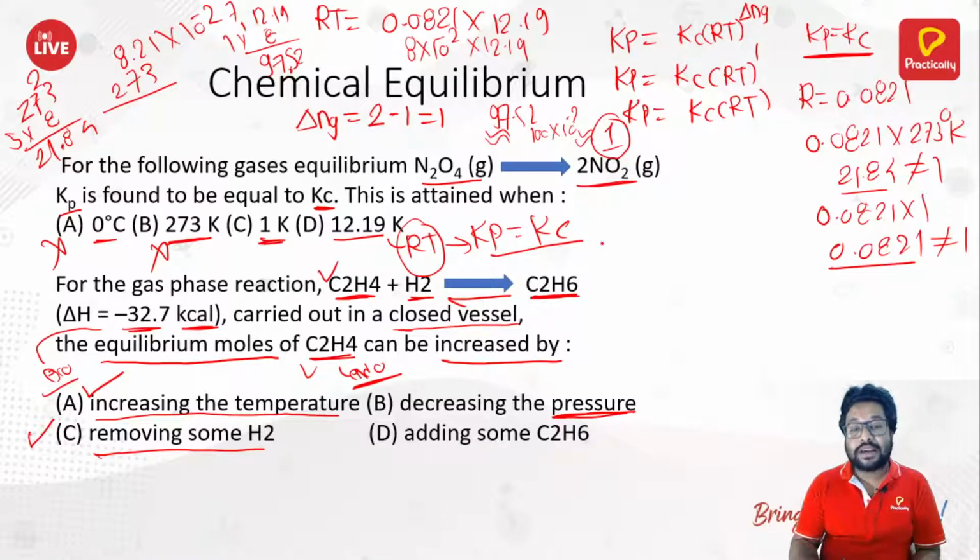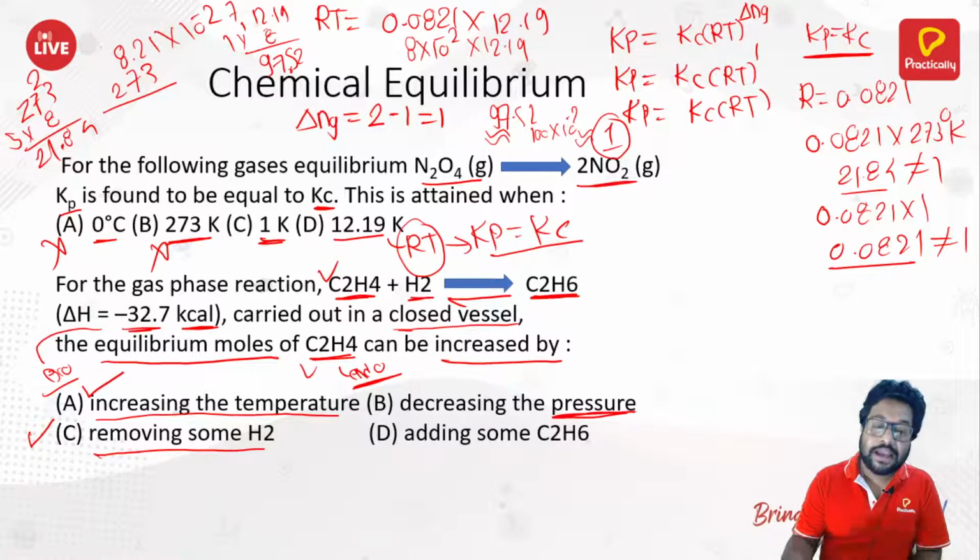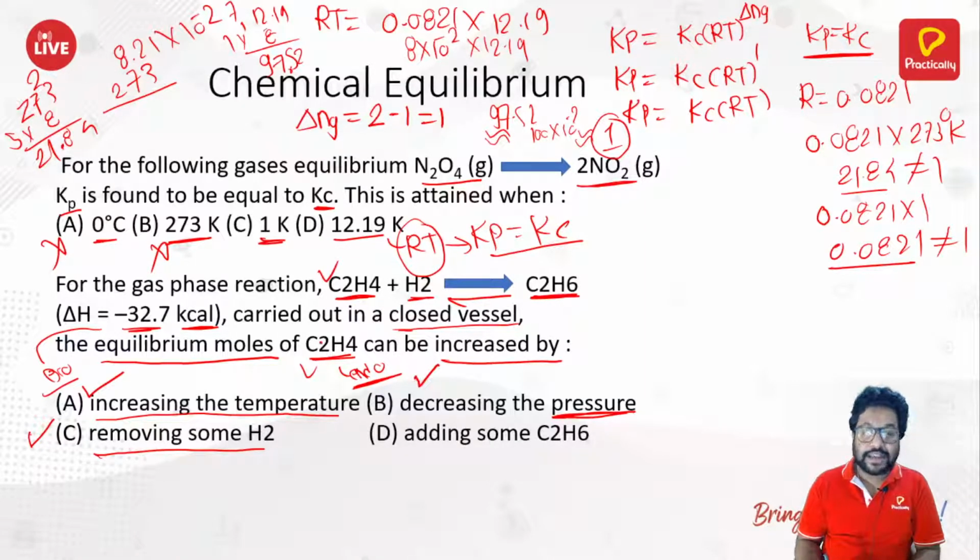That is when you increase the pressure. That means when you decrease the pressure, the reaction will try to go in that direction where the number of moles is increasing. And the number of moles is increasing here in the reverse direction. That is why decreasing the pressure will also help achieve our target.